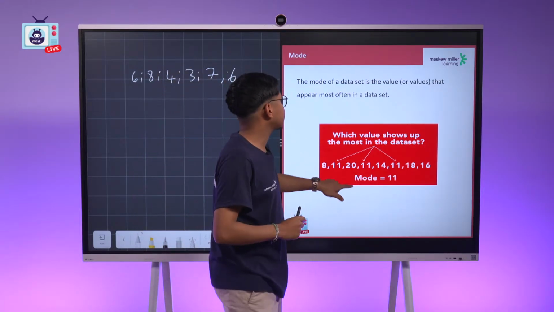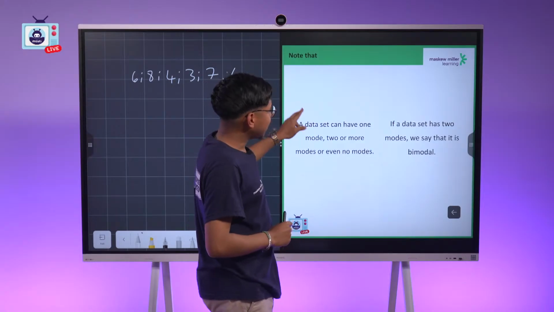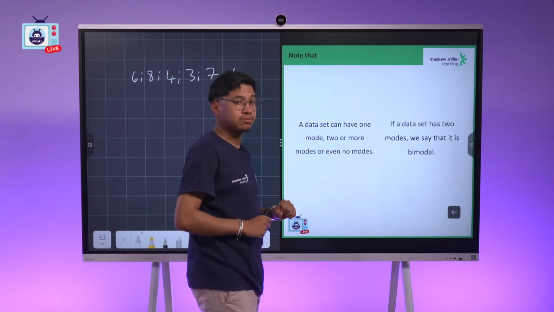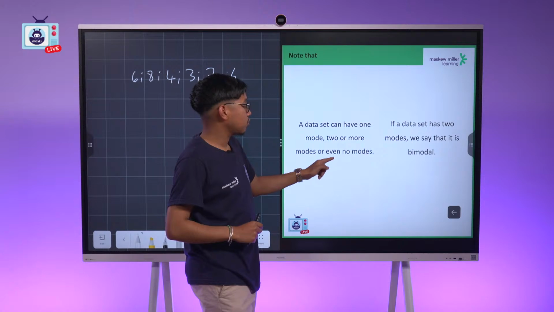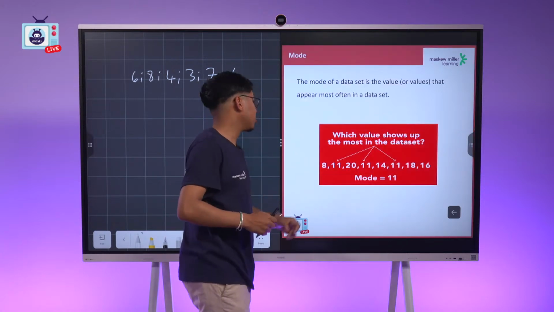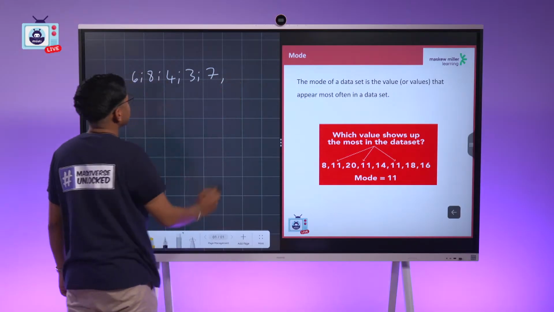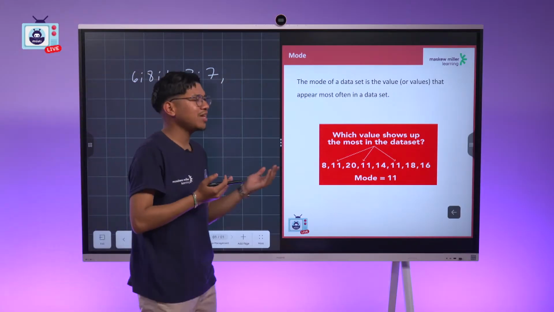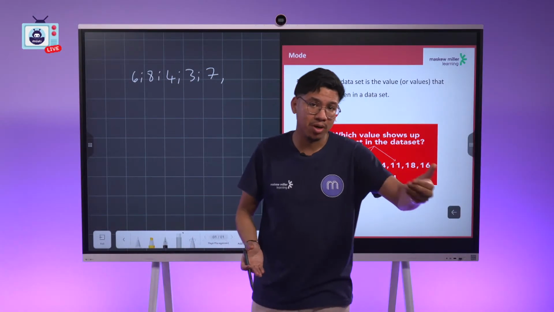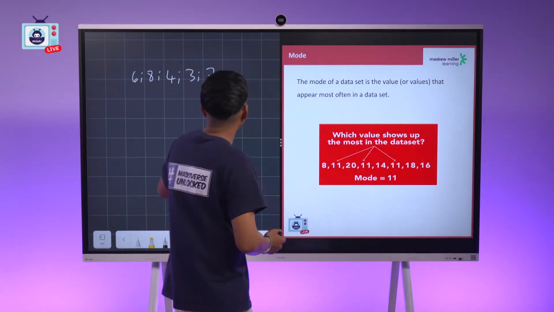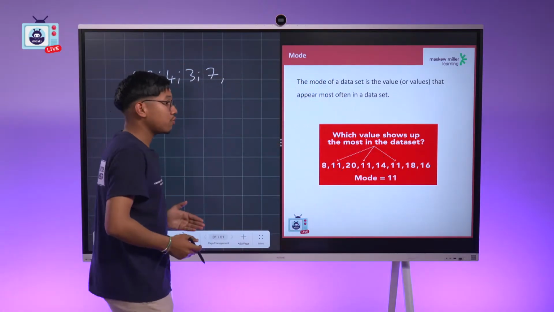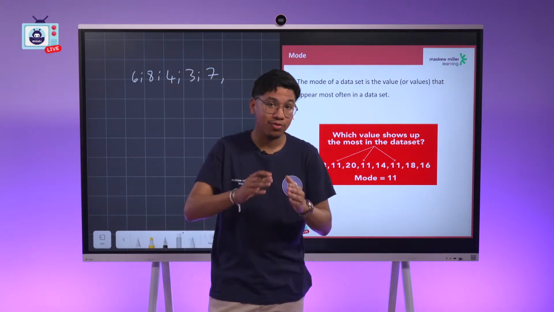But note the following. A data set can have one mode, or 2 modes, or even no modes. So if I were to erase this 6 over here, now I can see there's not any number that's appearing more than once. So the question can still ask, determine what the mode is. But because there's no number appearing more than one time, my answer will just be there is no mode.